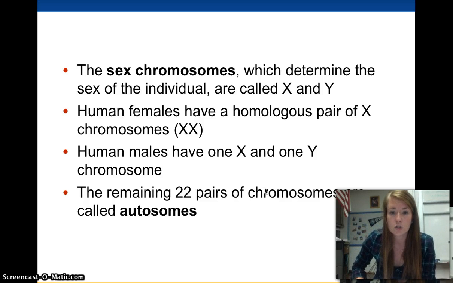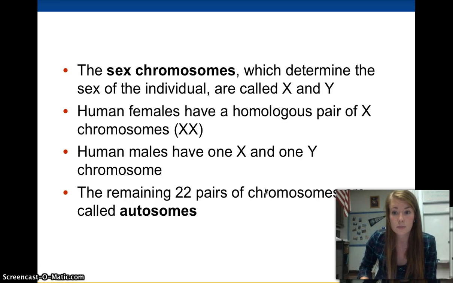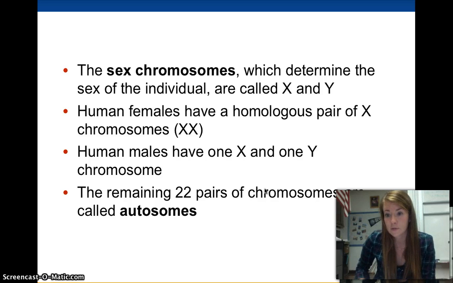And the other 22 pairs are called autosomes. So X and Y are the sex chromosomes. Chromosomes 1 through 22 are the autosomes. And so if you have 2 X's, if you're female, those 2 X's contain the same sort of information, right, because they're homologous pairs. But the X and the Y chromosomes do not contain the exact same information. Some of it is the same, but most of it is different, which is why men and women are different from each other.